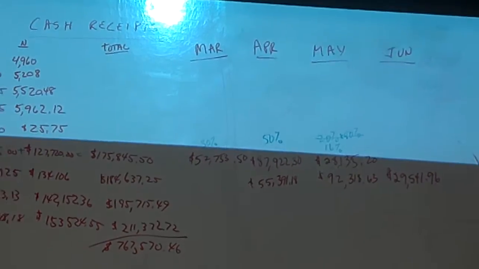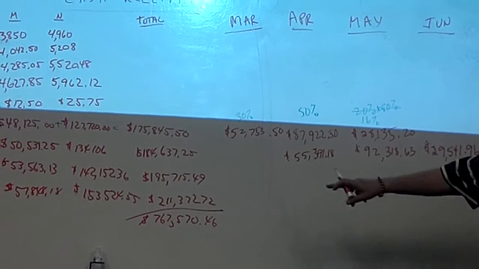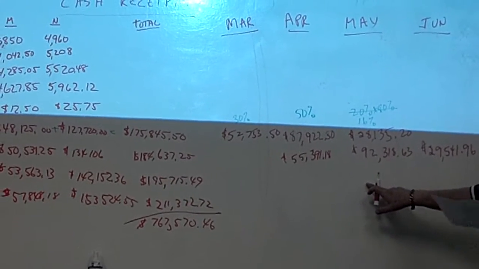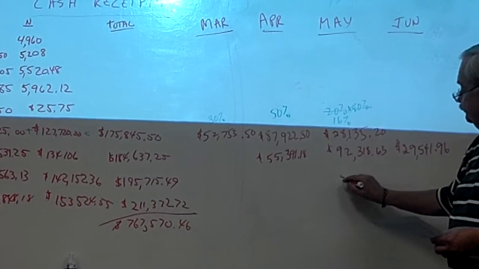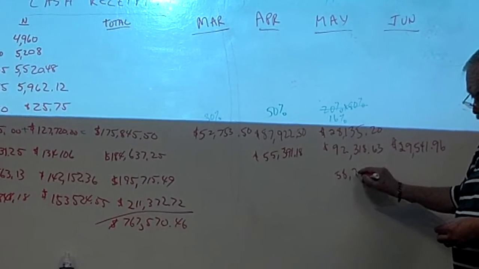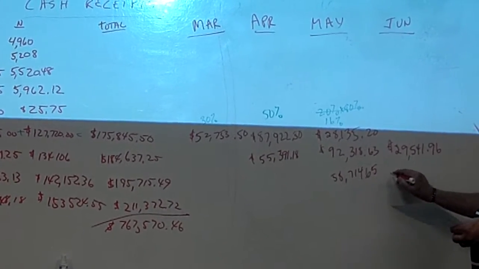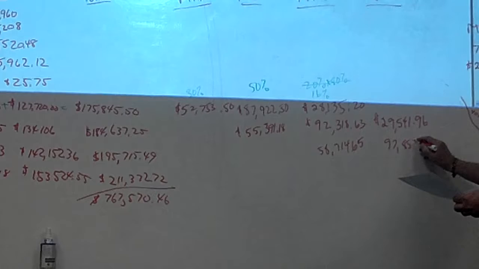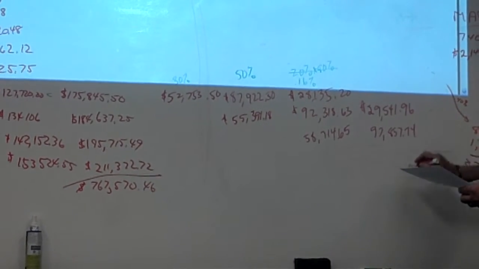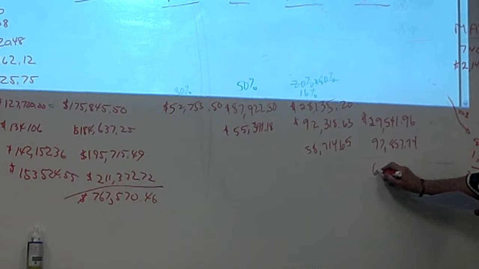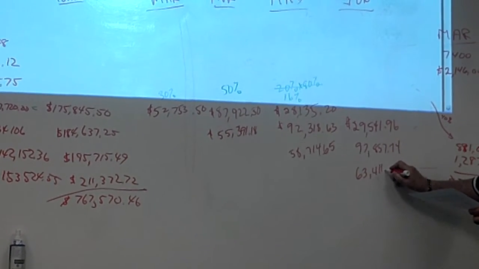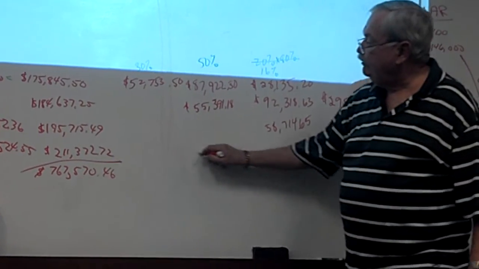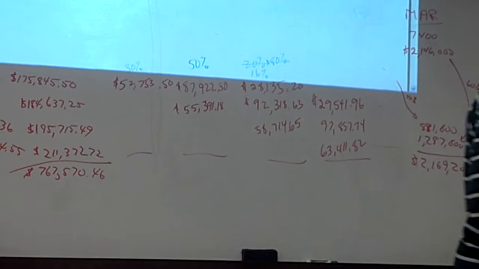Okay, and then you do the same thing for May. 30% of the May sales are collected in May. And 50%, and then for June, same thing. Okay, so you can total all those up.